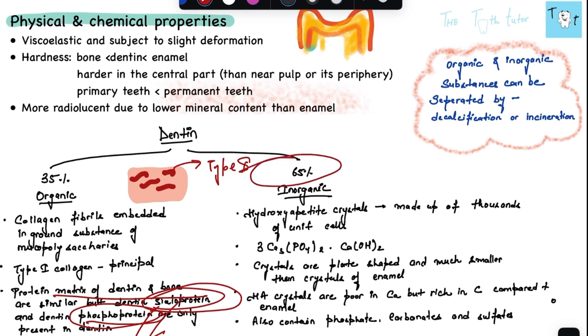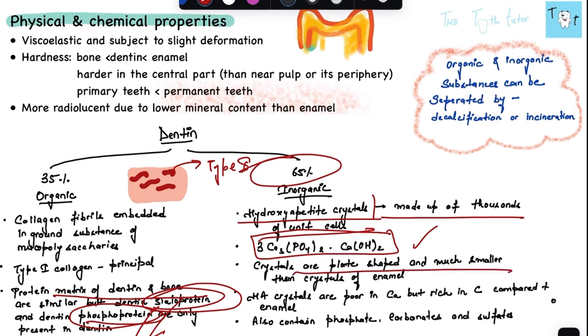Now talking about the inorganic components. We all know that the enamel was made up of hydroxyapatite crystals, and so is the dentin. This is the main inorganic component, and one of these crystals is made up of thousands of unit cells. This is the formula of the hydroxyapatite crystal. It is important to remember that.